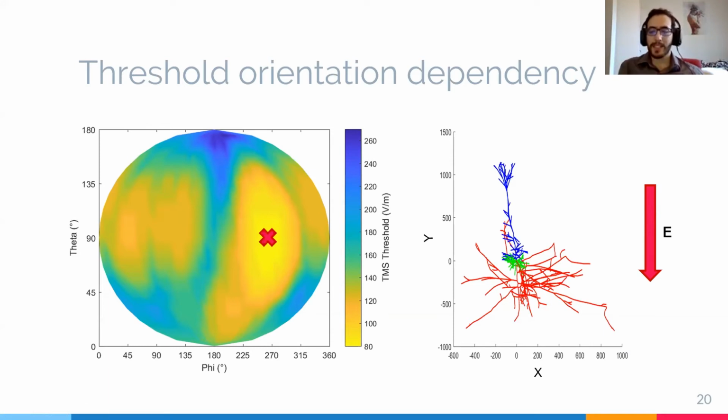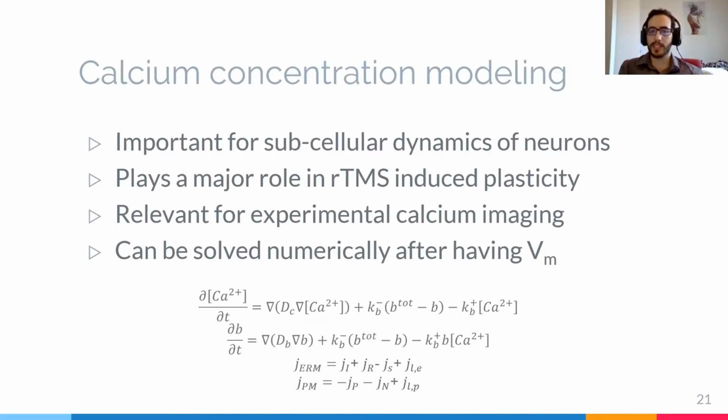So as we can see, these results suggest that just looking at the normal component of the electric field at the wall of the sulci will not explain everything that is happening. So multiscale modeling can help us understand such things.